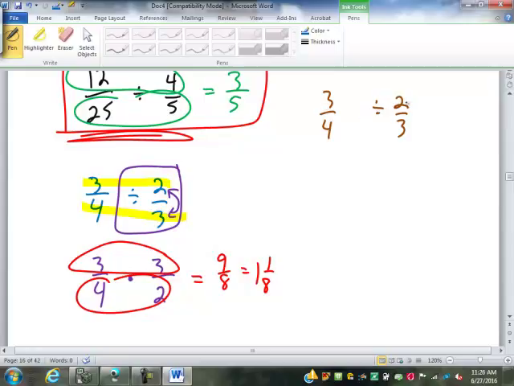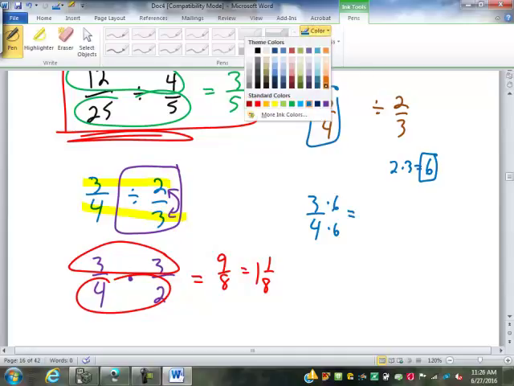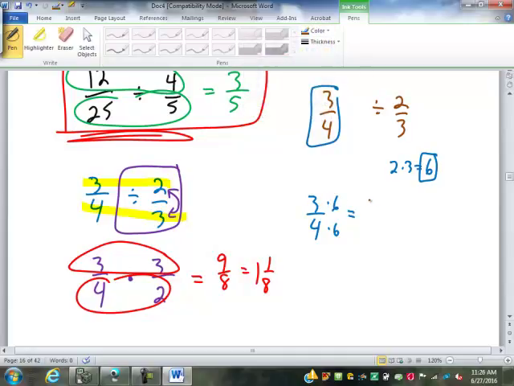In my fraction here, 2/3, I'm going to multiply the numerator and denominator. So 2 times 3 is 6. I am going to use that 6 to rename this first fraction. So I'm going to do 3/4. I'm going to multiply by 6 on top and bottom, which gives me what? 3 times 6 is 18. 4 times 6 is 24. Now that is still 3/4. We've just changed its appearance. And we're going to divide by 2/3.